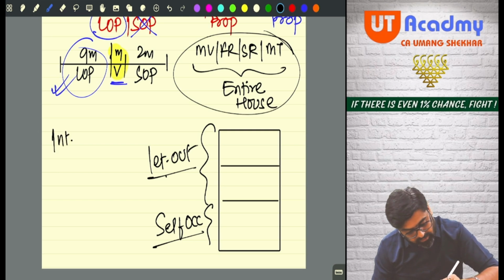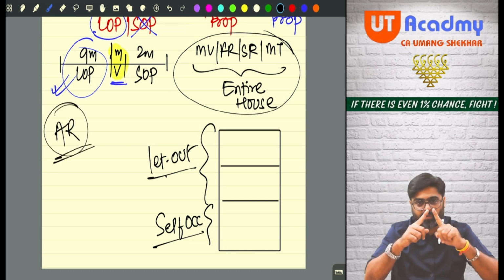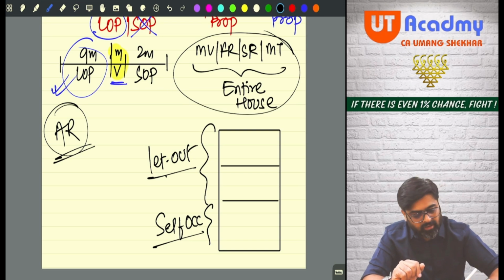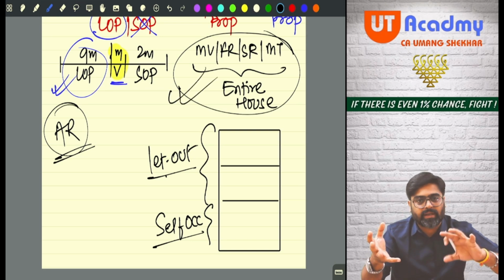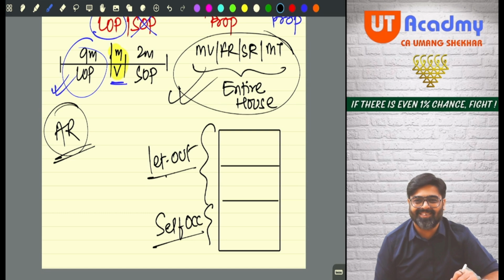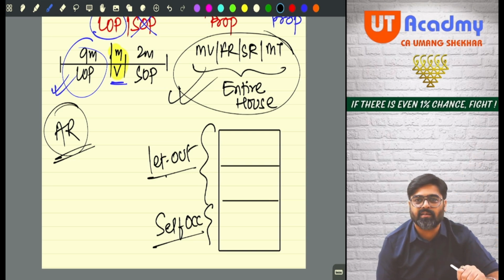If interest is given, actual rent is given. Now tell me, this actual rent also you will divide, no? Like these amounts you have divided into let out portion and self-occupied portion, you will divide the actual rent also, no? Please don't divide this actual rent. This will be entirely for the let out portion only, sir. No need to divide this amount.